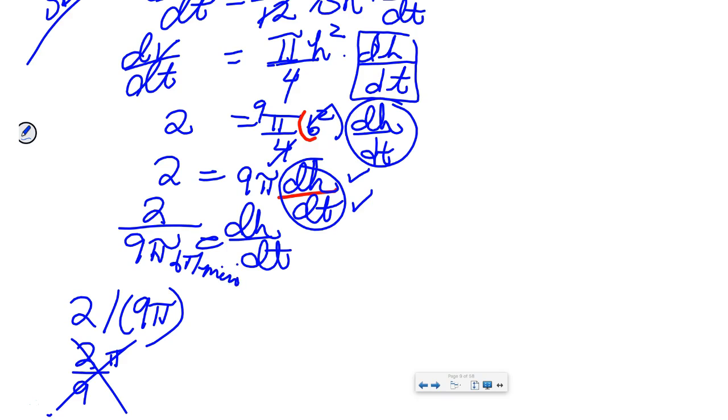If I had to write a sentence explaining it in the context of the problem, I would say at the instant that the height is 6 feet, the change in height over time is increasing at a rate, or the water level is increasing at a rate of 2 over 9 pi feet per minute.